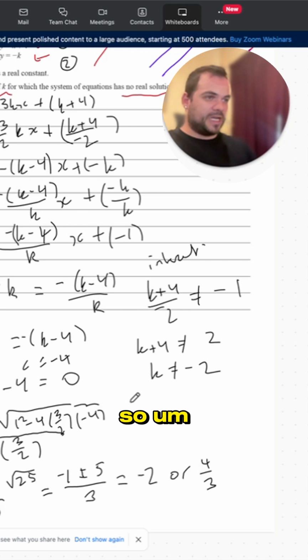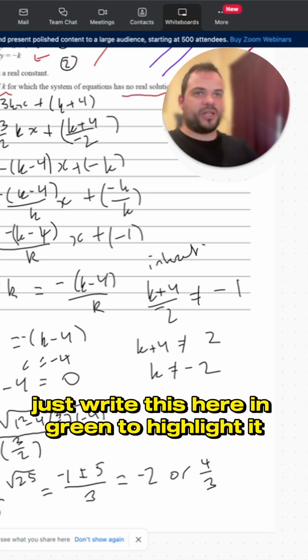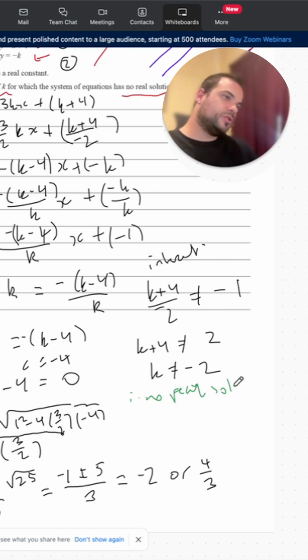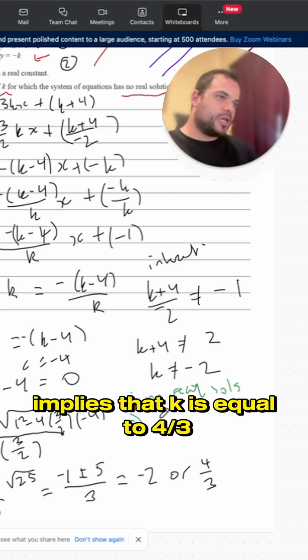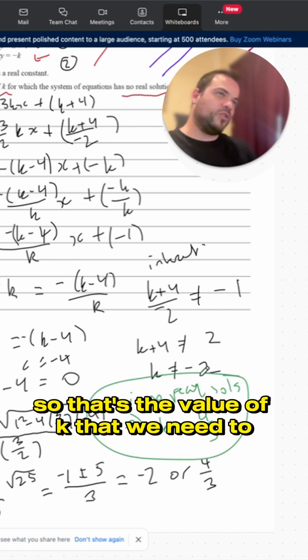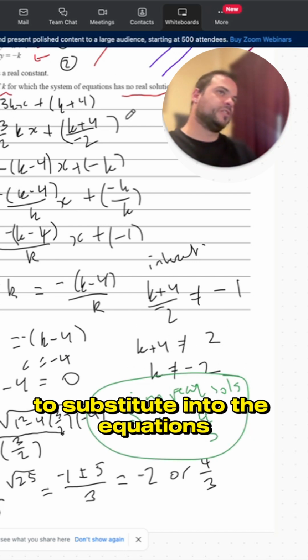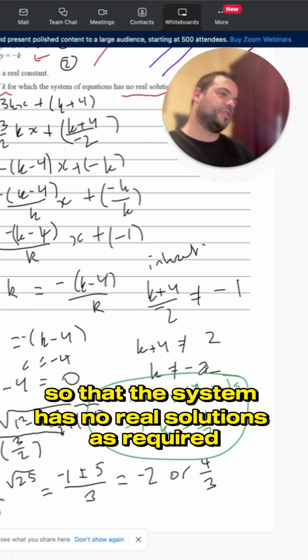So just write this here in green to highlight it. So therefore, no real solutions implies that k is equal to 4/3. So that's the value of k that we need to substitute into the equations, so that the system has no real solutions as required.